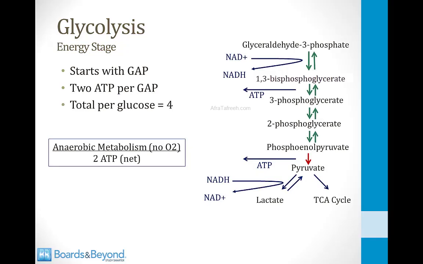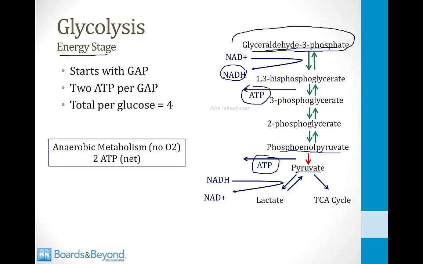The final stage of glycolysis is called the energy stage. It starts with glyceraldehyde 3-phosphate. The first reaction generates a molecule of NADH. The second reaction generates an ATP. And then the conversion of phosphoenolpyruvate to pyruvate, which is an irreversible reaction that we'll talk about more in a minute, also generates a molecule of ATP. So this stage of glycolysis generates 2 molecules of ATP per molecule of glyceraldehyde 3-phosphate.